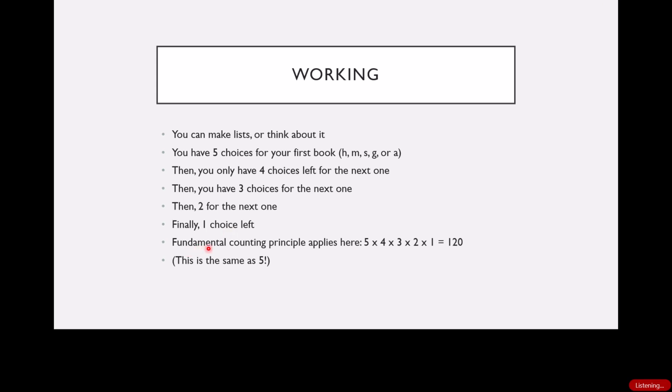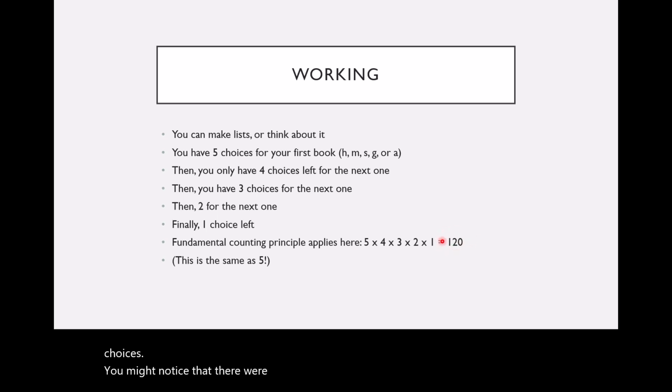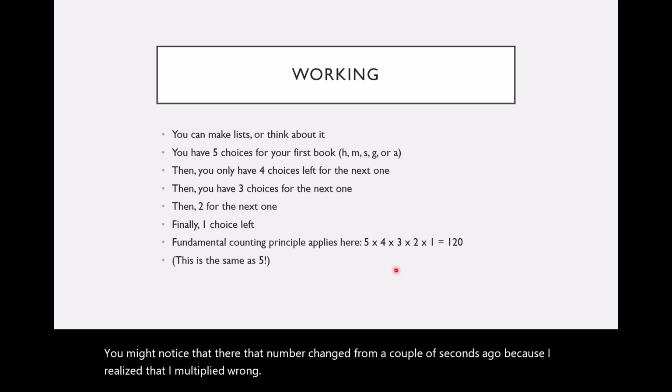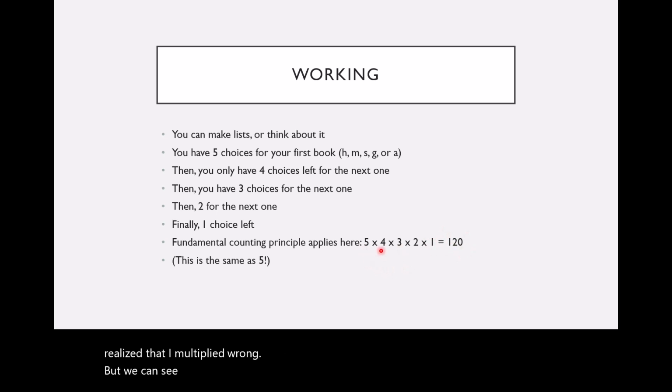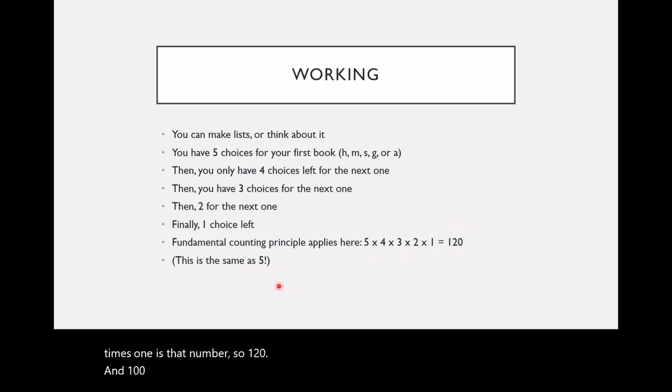So the fundamental counting principle applies here. 5 choices times 4 times 3 times 2 times 1, that's 120 choices. You might notice that that number changed from a couple of seconds ago because I realized that I multiplied wrong. But we can see what I did here. 5 times 4 is 20, 20 times 3 is 60, 60 times 2 is 120, and of course, any number times 1 is that number, so 120. And 120 is actually, interesting enough, the same as 5 factorial.